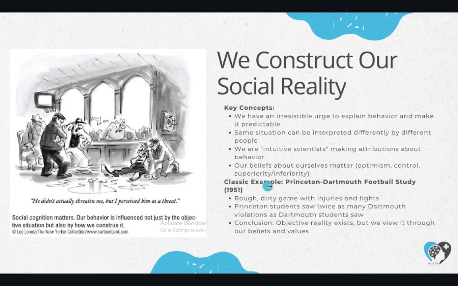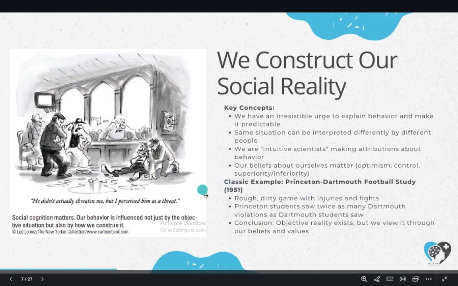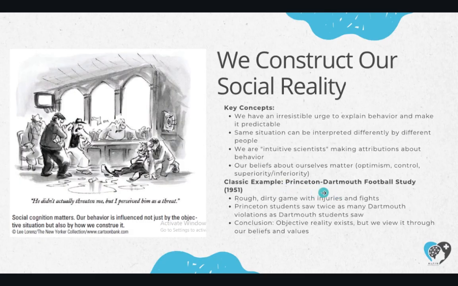An example of this in our source is the 1951 Princeton research. What happened here is a game between Princeton and Dartmouth. It was very rough, a dirty football game. There were fist fights and injuries, and the researchers asked the two schools to watch the video and tally the violations that the other team had committed. And what they found out is that Princeton students said Dartmouth had committed 52 violations.